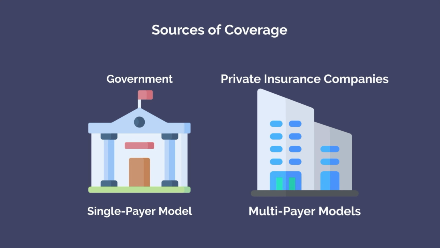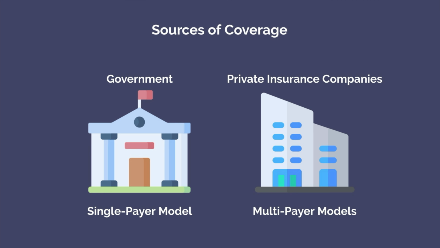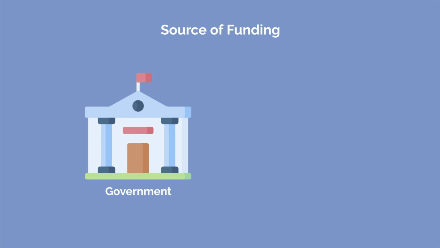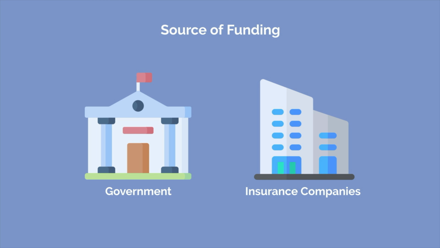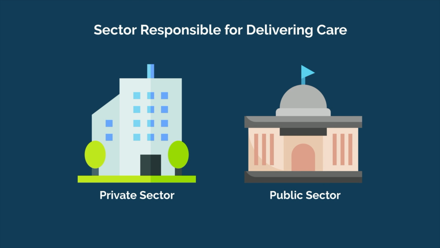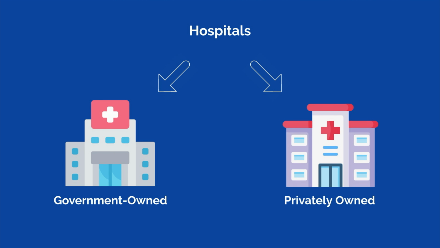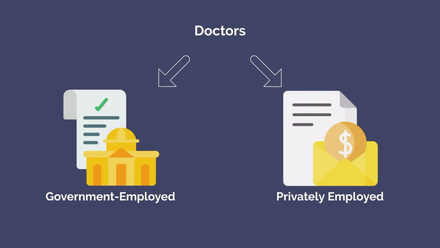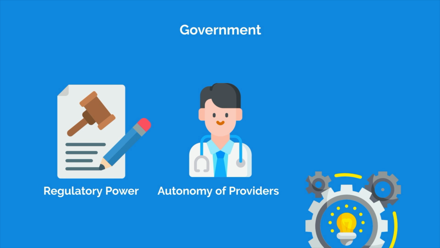The second factor is the source of coverage itself. This could be the government in single-payer models or private insurance companies in multi-payer models. The third factor is the source of funding. How are the government and insurance companies getting money to provide coverage? The last factor in consideration is the sector responsible for delivering care, the private sector or the public sector. This has to do with whether the hospitals are government-owned or privately owned, and whether the doctors are government-employed or privately employed. This has major implications for the government's regulatory power, autonomy of providers, and innovation.